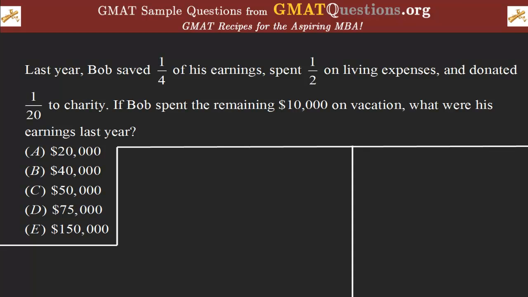Let's read the question. Last year, Bob saved 1/4 of his earnings, spent 1/2 on living expenses, and donated 1/20 to charity. If Bob spent the remaining $10,000 on vacation, what were his earnings last year? Now, this is a pretty straightforward question, but what you need to know is that this 10,000 represents the leftover after Bob saved 1/4, spent 1/2 on living expenses and donated 1/20.